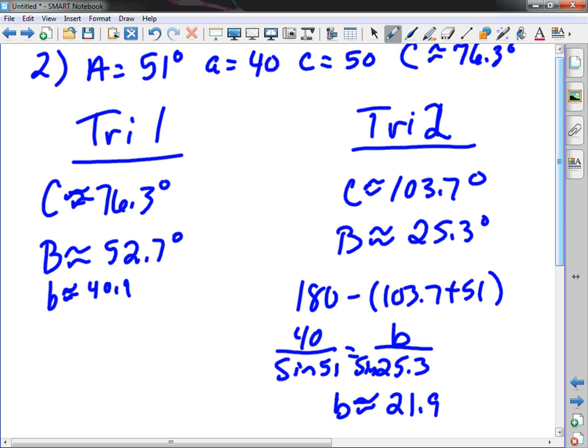So I hope this helps. Make sure you look at the various cases and understand how to determine exactly how many solutions there are. Obviously, if there's no solutions, then you don't have to work the problem.